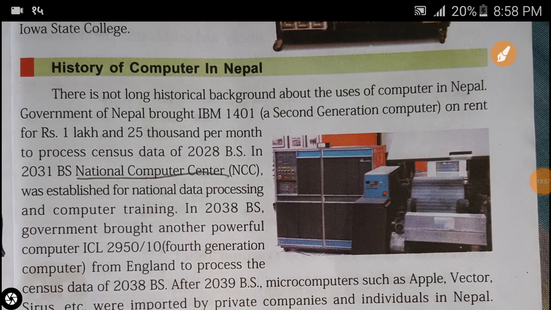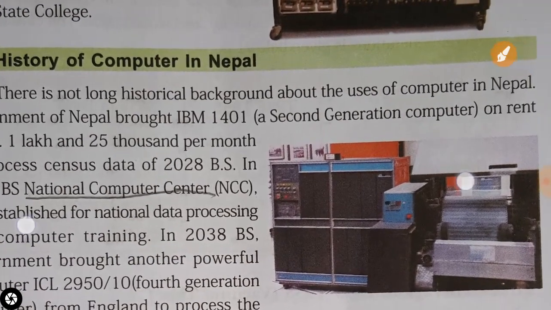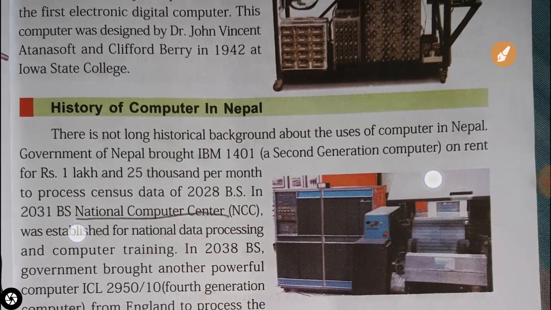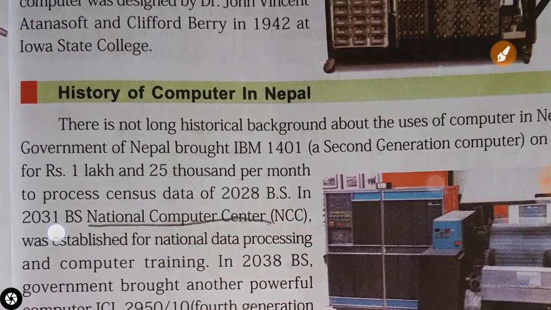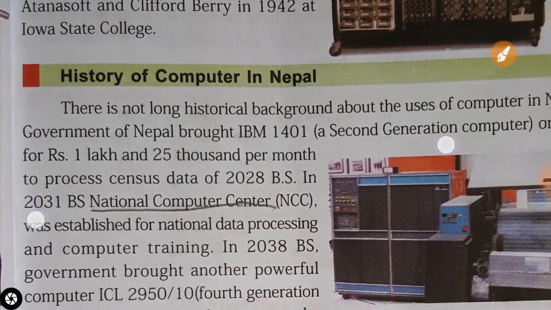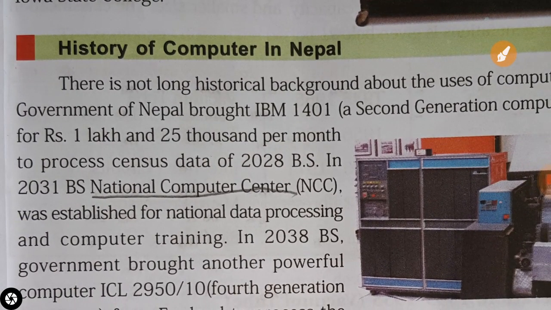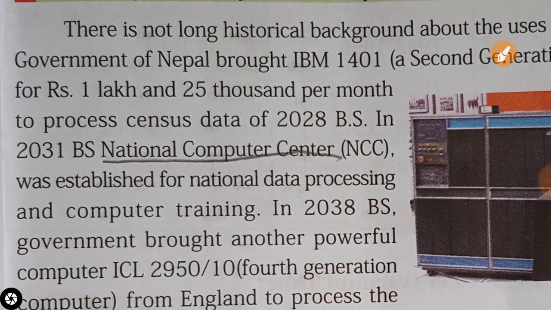There is not long historical background about the use of computer in Nepal. Government of Nepal brought IBM 1401, a second generation computer, on rent for rupees 1,25,000 per month. Our government paid 1,25,000 per month. That is so expensive. To process census data of 2028 Bikram Sambat, in 2031 Bikram Sambat National Computer Center NCC was established for national data processing and computer training.